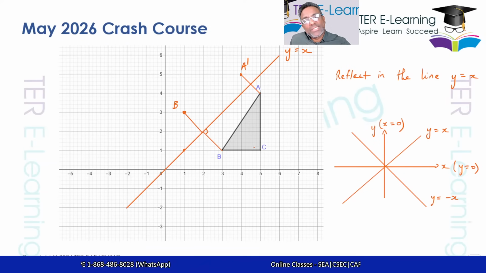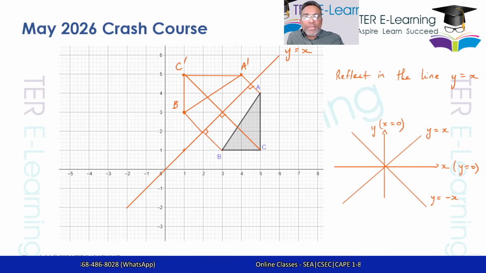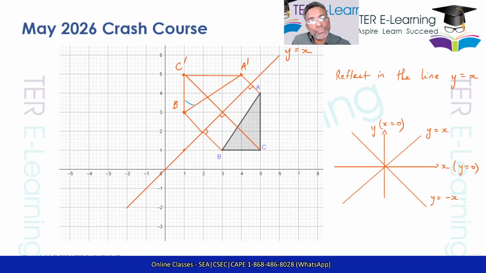When it comes to C now, what's happening to C? C is going to end up at this point here. That's C prime. If you notice, all of these lines that I'm drawing here are all meeting that mirror line at 90 degrees. So if I were to draw my image, this here is going to be my image after I reflect that triangle in that line y is equal to x. So this here is your image.